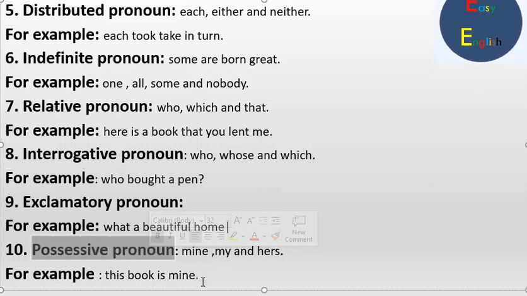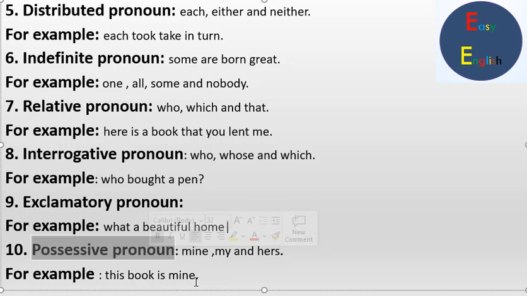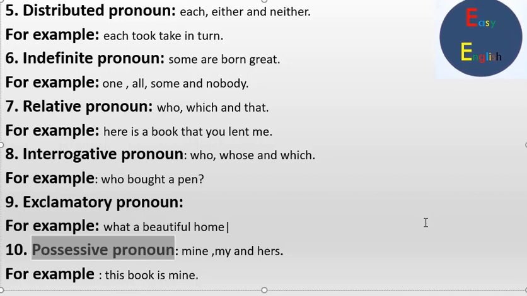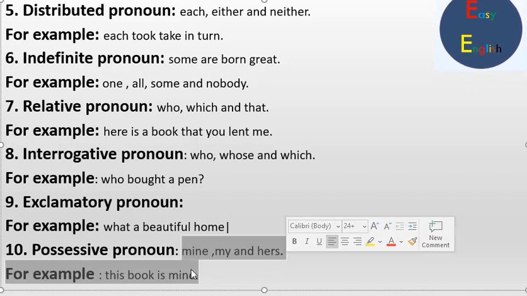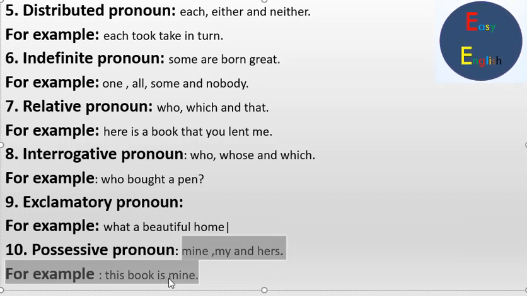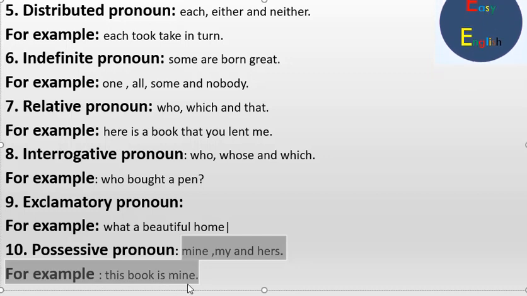What is meant by possessive pronoun? Possessive shows possession. The pronoun which is used to show possession, showing the ownership of something, is known as a possessive pronoun. Words, for example, mine, my and hers are used to show possession. For example, this book is mine. Here also the same thing: this book is mine. Mine shows possession.